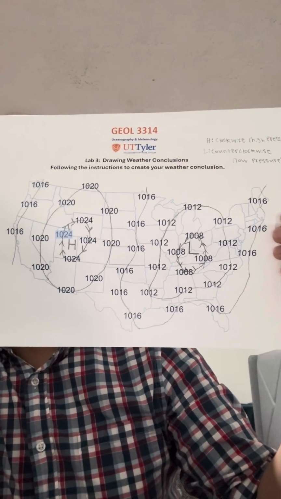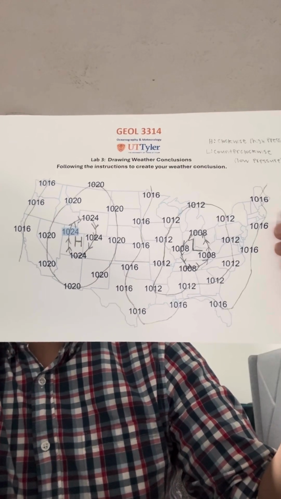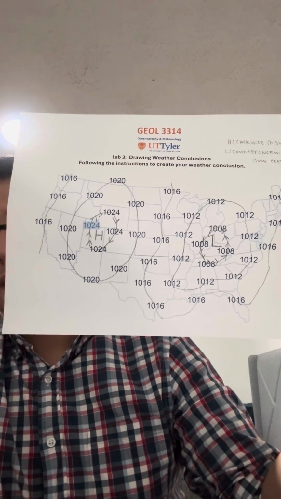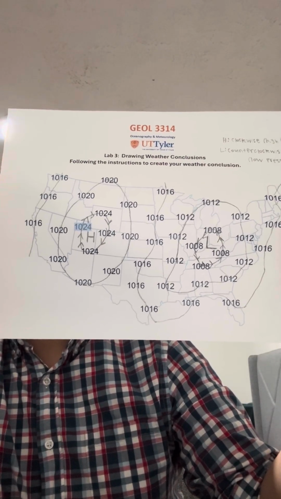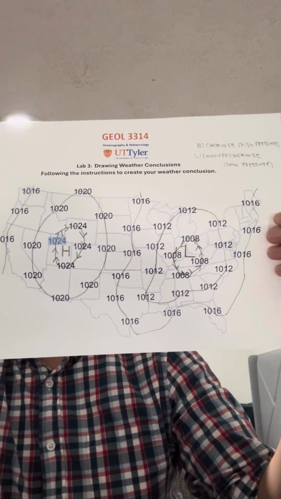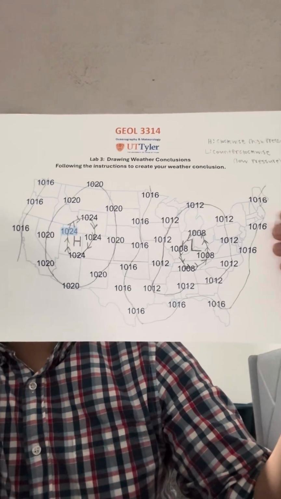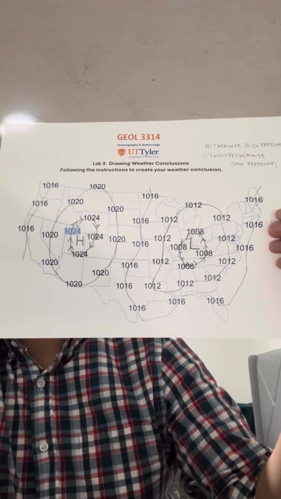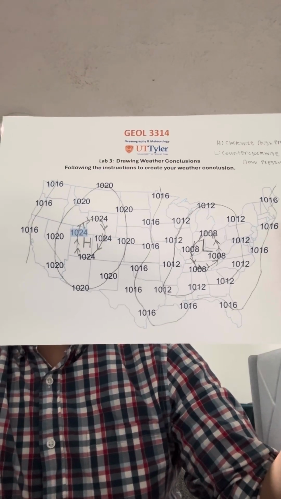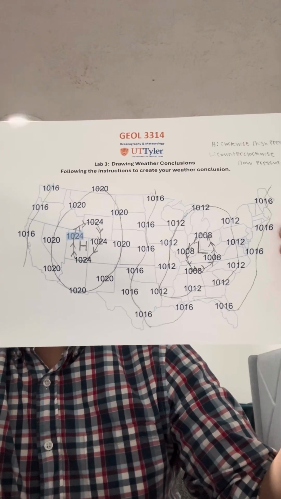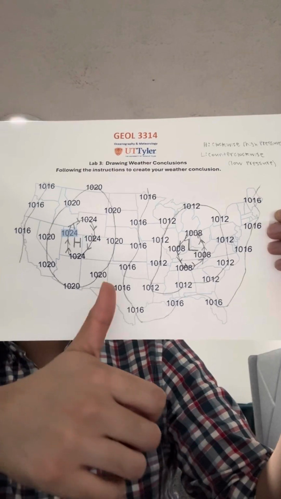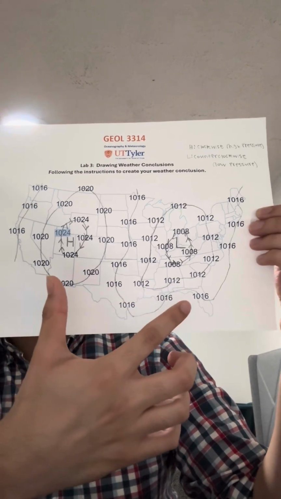One thing to note is that in the northern hemisphere, in areas of low pressure, the wind blows in a counterclockwise direction. Whereas in areas of high pressure, the wind blows in a clockwise direction. The opposite occurs in the southern hemisphere. In areas of low pressure, the wind blows in a clockwise direction, and in areas of high pressure, it blows in a counterclockwise direction. But since the United States falls in the northern hemisphere, it follows this wind pattern right here.